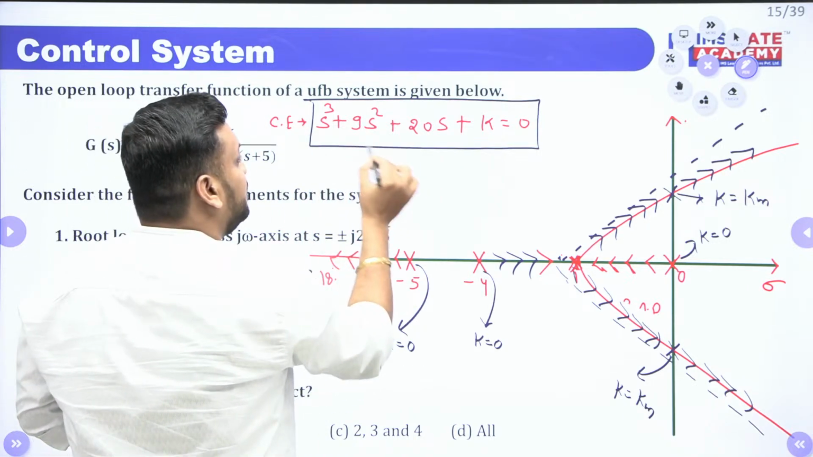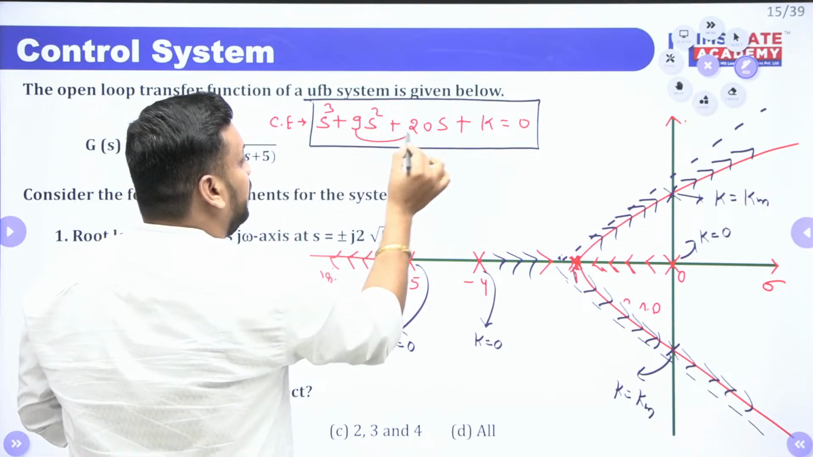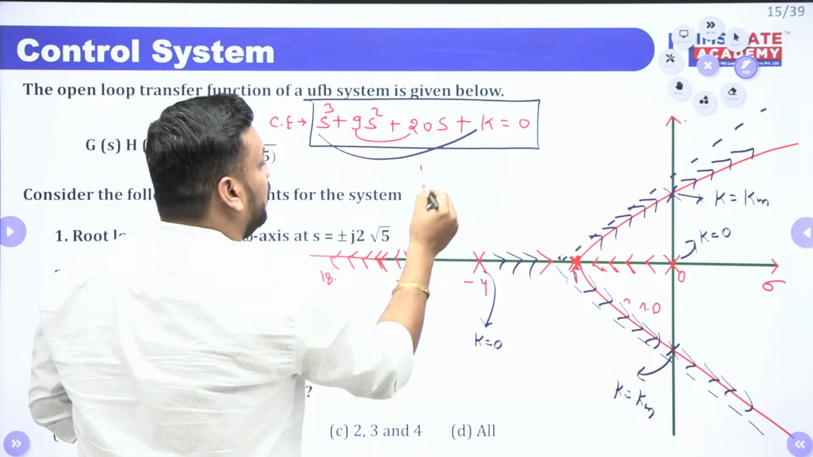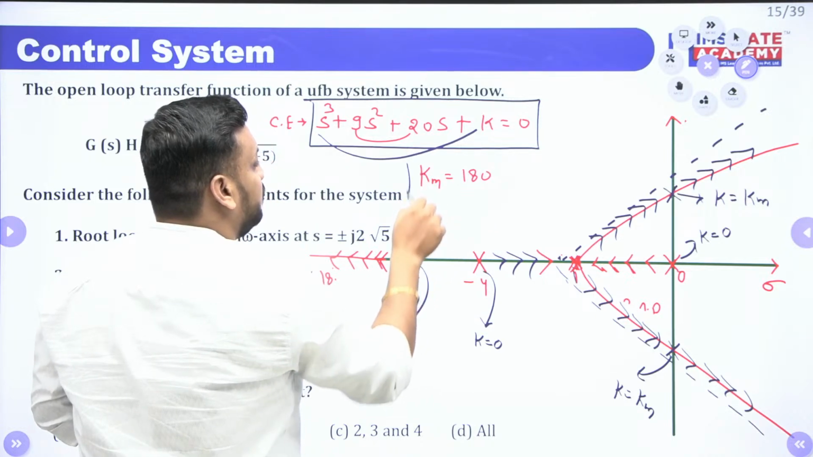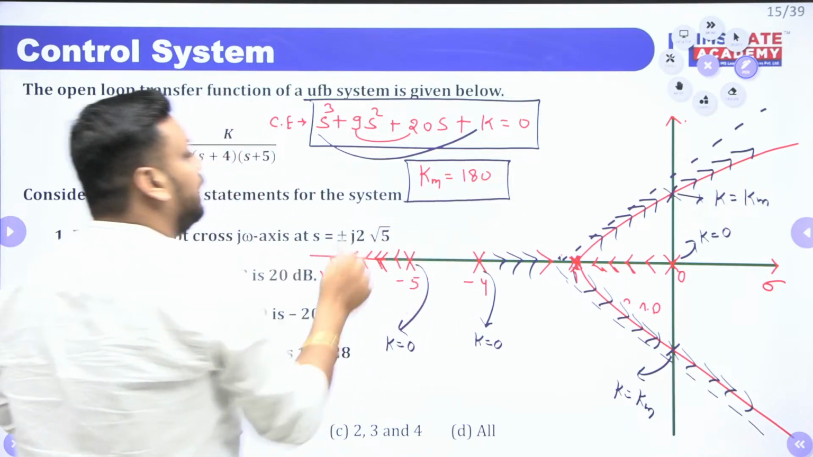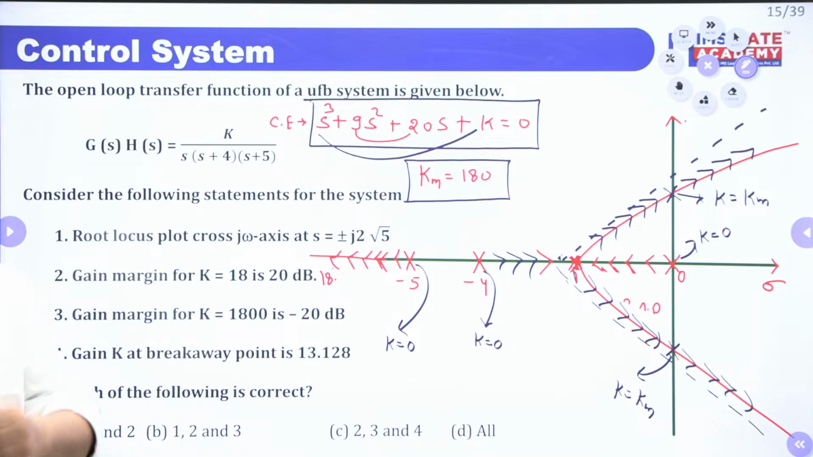Shall we say that BC equal to AD, meaning the inner product should be equal to the outer product? So the km value here is 9 times 20, which is 180. So the km value will be 180, sir. The km value will be 180.